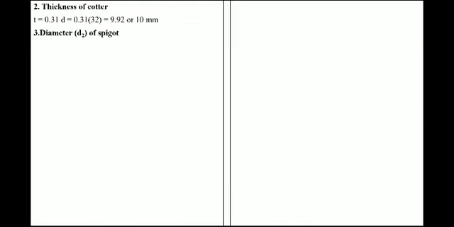Then diameter of spigot. So spigot diameter d2 can be found. P is equal to pi by 4 d2 square minus d2 into t. So if we put the value of P, then pi by 4 into d2 into 10 into 66.67. So for spigot, what is sigma t? Sigma t is equal to 66.67. We already calculated it as a permissible stress.